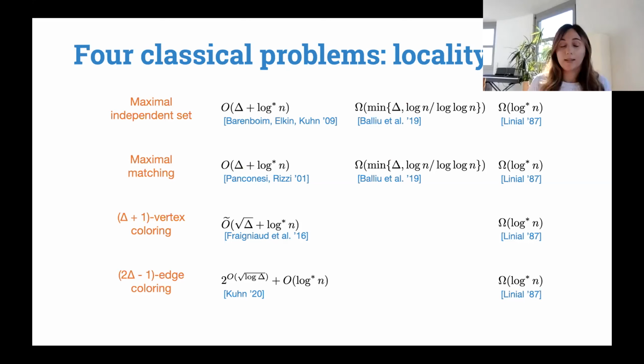On the other hand, the delta+1 vertex coloring problem is strictly easier than these other 2 problems, because we can solve it in sublinear in delta plus log* n rounds. And for the 2delta-1 edge coloring, very recently Kuhn showed that we can solve it in subpolynomial in delta plus log* n rounds. For vertex coloring and edge coloring, the only lower bound that we know is the one from the 80s, that is Omega of log* n. We do not know any lower bound as a function of delta, and this is a major open question.